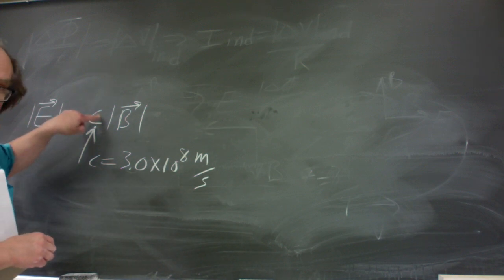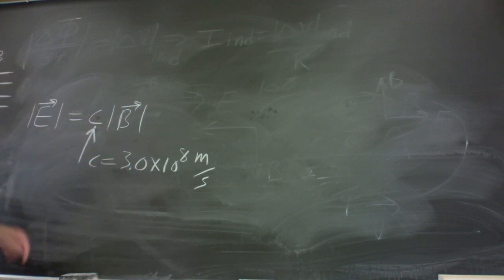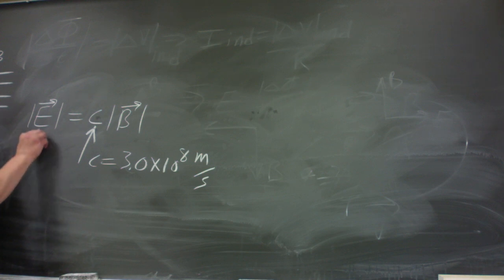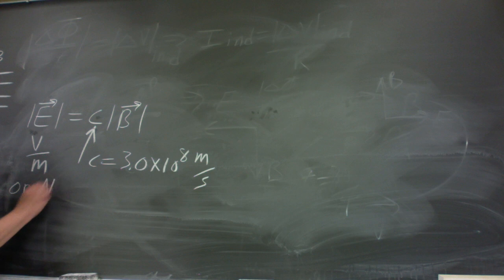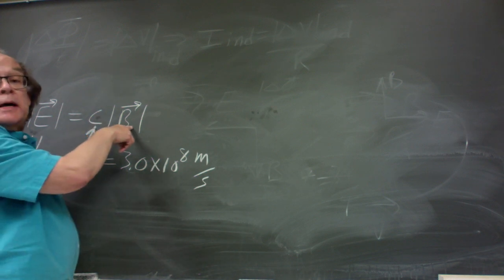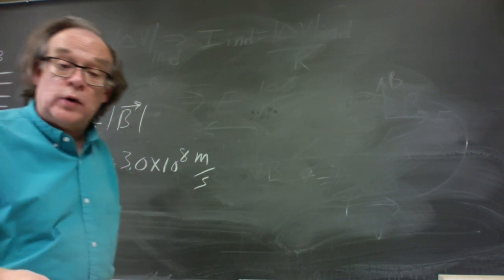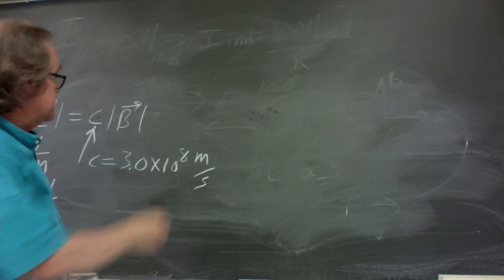If you always use this number in meters per second, our standard kinds of units, and always use the electric field in our standard kinds of units, volts per meter, or newtons per coulomb, either one is an acceptable unit label for electric field, then this automatically comes out in the correct units, which are called Teslas.